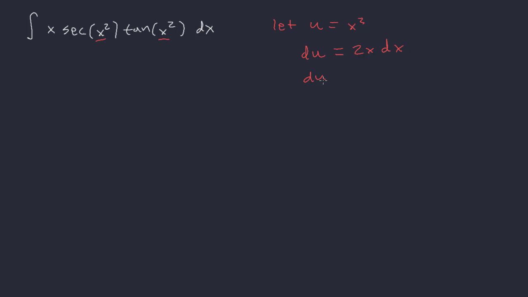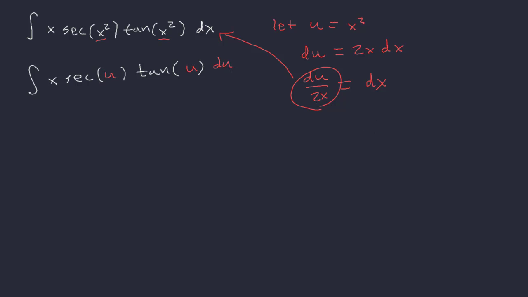Okay, and if you divide, you'll get du over 2x is equal to dx, and so that's what we'll put in for our dx. All right, so I'll leave the x here, it'll be secant of u, tangent of u. Then our dx will become du over 2x, and the x's cancel. So that means we will have, I'm going to move the 2 over, 1/2 secant u, tangent u.